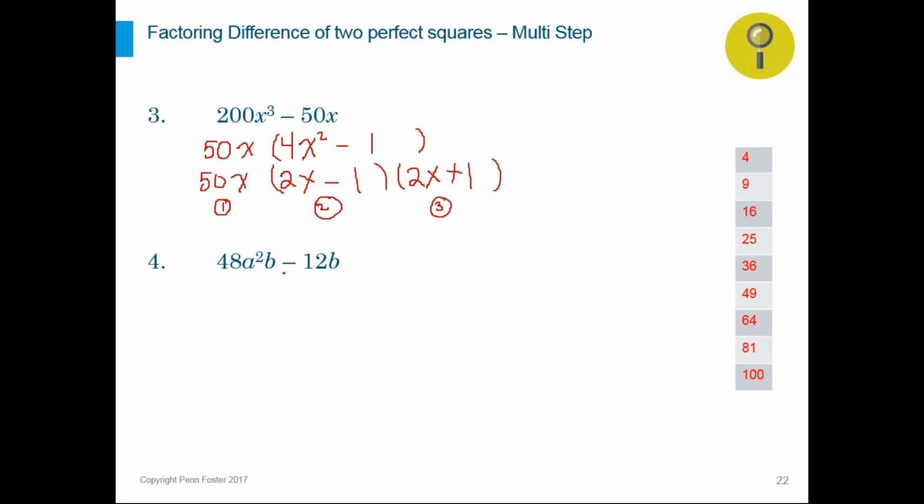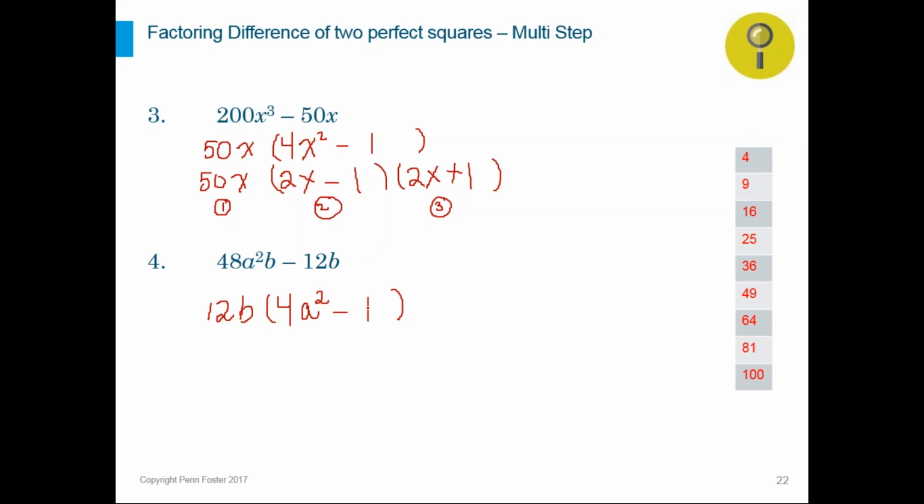One more example, 48a squared b minus 12b. Nothing to do in this case other than factoring out a 12 and factoring out a b. And divide and see what's going to happen. 48 over 12 is a 4. And then a squared. And b, just step 1 because b over b is a 1, minus 12b over 12b is a 1.